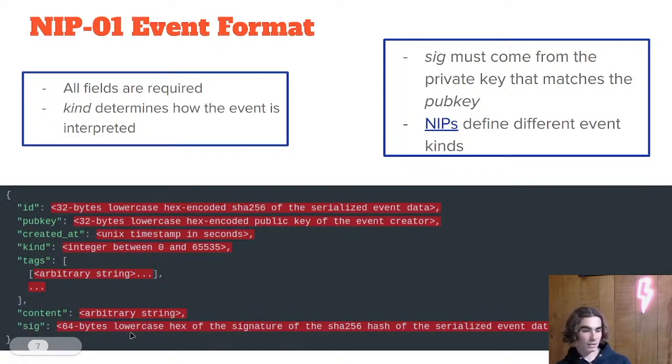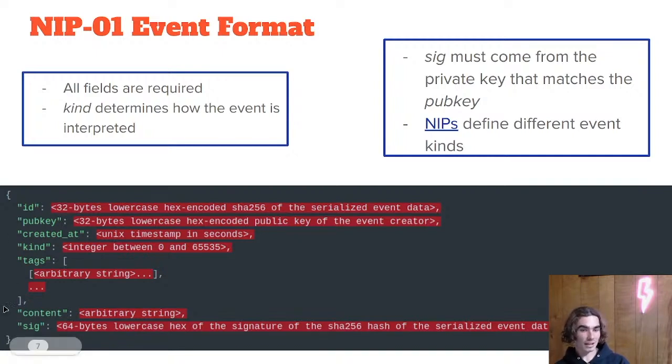And so you have to sign this event with the private key that corresponds to the pub key attached to this event. Created at is a Unix timestamp, which is just the number of seconds that have passed since January 1st, 1970. And so you stick that on there. This helps make events unique so they have a different ID, because the ID is all of this data serialized.